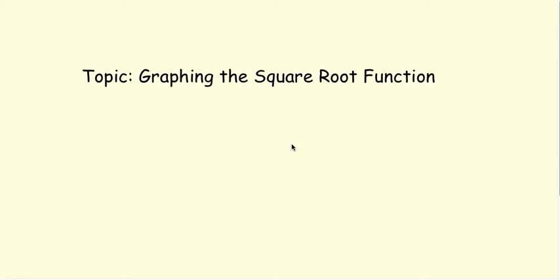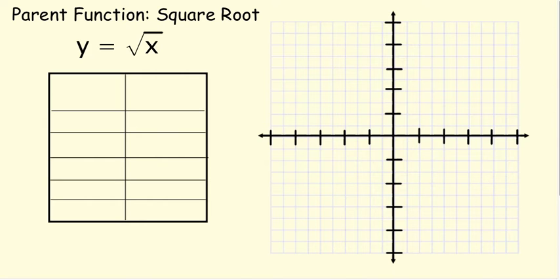Here's a lesson on graphing the square root function. The first thing we're going to do is graph the parent function for the square root. So the equation as a relation is y equals the square root of x. We're going to go ahead and have a t-chart here. We have our x and our y.